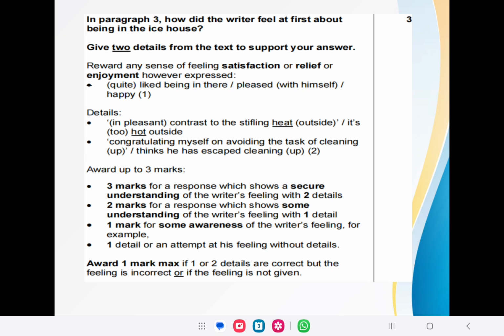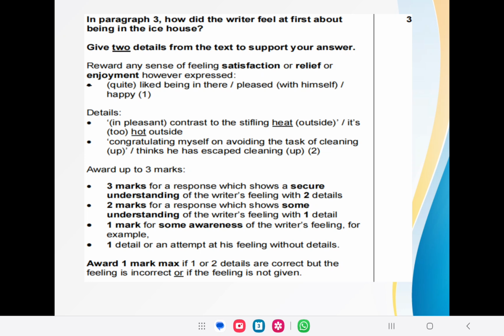Give 2 details from the text to support your answer. Details are: first, reward any sense of feeling satisfaction or relief or enjoyment, however expressed: liked being in there, pleased with himself, or happy. Now, what are the details? In pleasant contrast to the stifling heat outside. It was too hot outside. Congratulating myself on avoiding the task of cleaning up. Thinks he has escaped cleaning up.